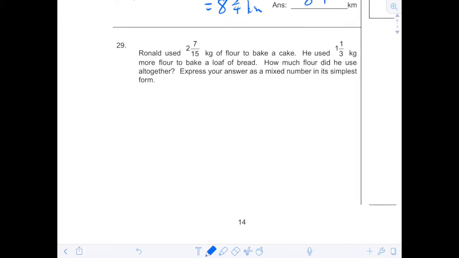Ronald used 2 and 7/15 kg of flour to bake a cake. Okay, so you notice here there's a unit, and here also there's a unit, so it's probably an addition case, or subtraction. Okay, he used 1 and 1/3 more flour to bake a loaf of bread. So there's a cake and there's a bread. Okay, how much flour did he use all together? So you just have to add everything together, no?